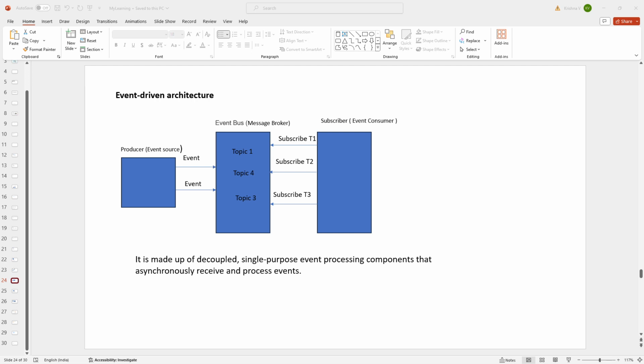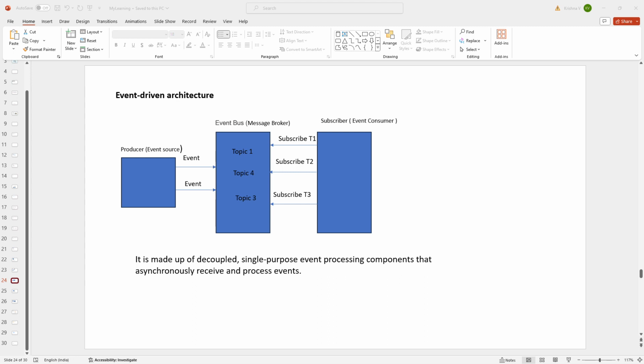So in this session, we'll talk about event-driven architecture. Okay, so what is event-driven architecture? Event-driven architecture is a software development approach in which services or operations of software are triggered by events. Okay, and it is made up of decoupled single-purpose event processing components that asynchronously receive and process events.